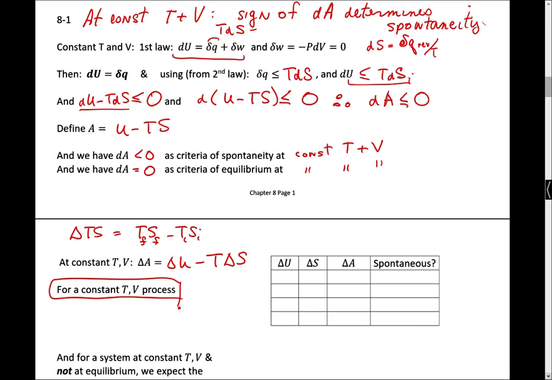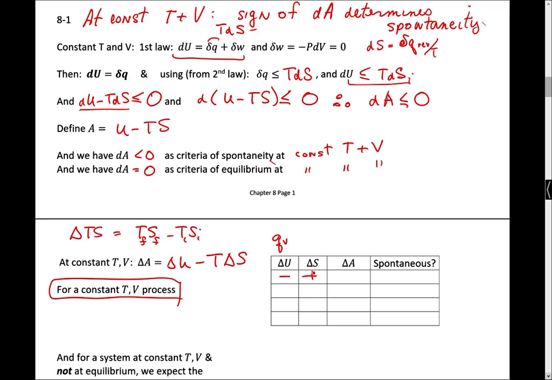So now I think about a reaction or a process that we perform. We know for the process to be spontaneous, delta A has to be less than 0. That's what we've shown previously. So let's look at the possibilities. Let's say I have a process that produces heat. That means delta U is negative. Just a reminder, delta U is the same as QV. And let's say I also have a process where the system's entropy goes up.